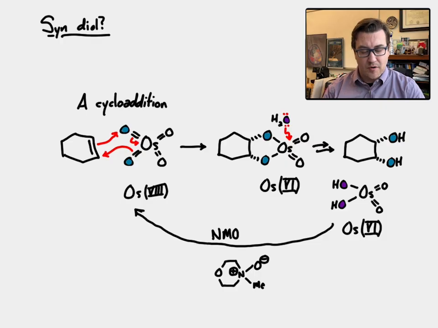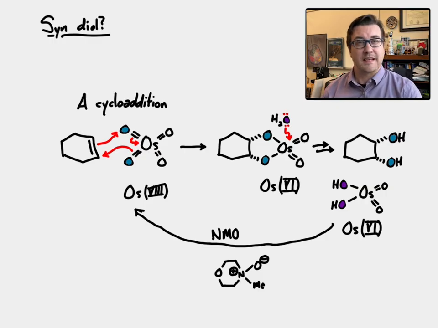NMO, N-methylmorpholine N-oxide, that's the name of NMO, and this is the structure of NMO. This molecule acts to reoxidize the osmium-6 back to osmium-8, so it can be reused as a catalyst. So you can use a catalytic amount of this toxic element. And it's often a wise idea to use a catalytic amount if you have a metal or an element that is toxic and/or expensive.